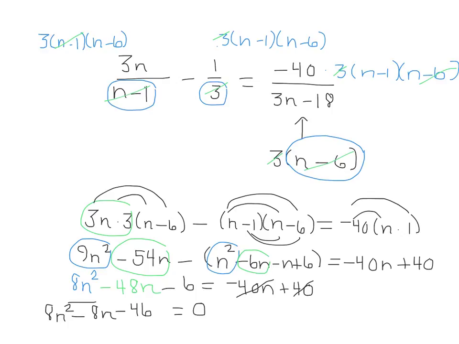I discovered an arithmetic error here. I had, in the green, negative 54n minus negative 6n does add up to negative 48n, but then I also had minus a negative 1n. That's plus 1n, so this should be a minus 47n. All right, so then 8n squared, if I add 40n to both sides, I get negative 7n. And then if I subtract 40 from both sides, I get negative 46.